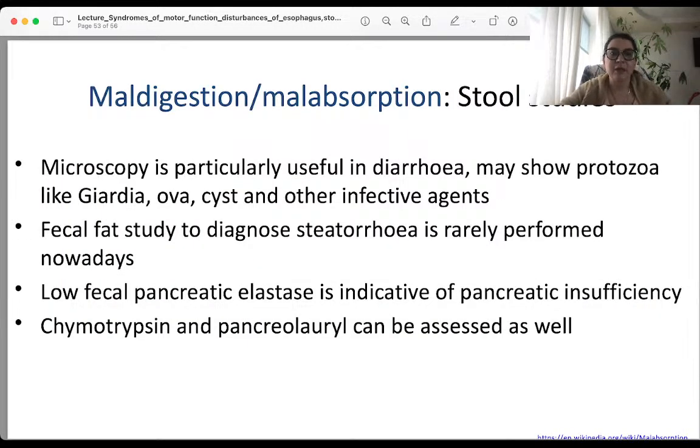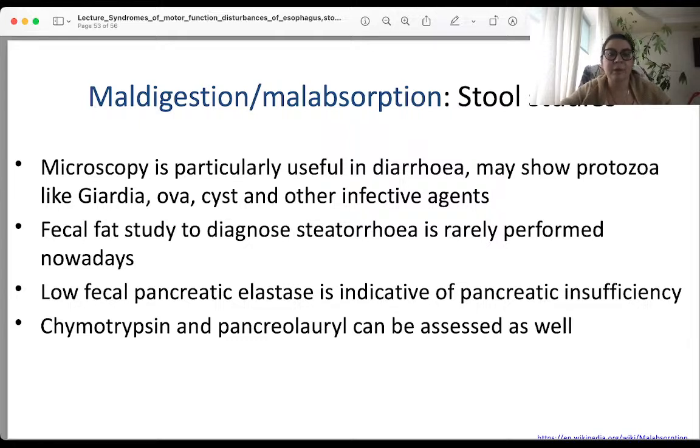Stool tests. Microscopy is particularly useful in diarrhea. It may show protozoa like Giardia, ova, cysts, and other infective agents. Fecal fat study is rarely performed nowadays. Low fecal pancreatic elastase is indicative of pancreatic insufficiency.